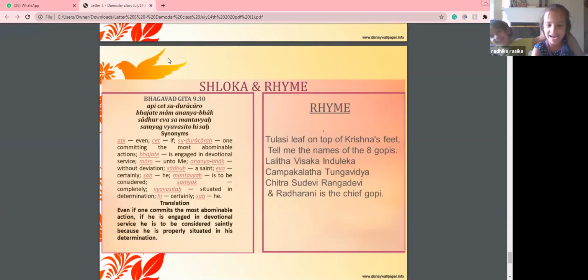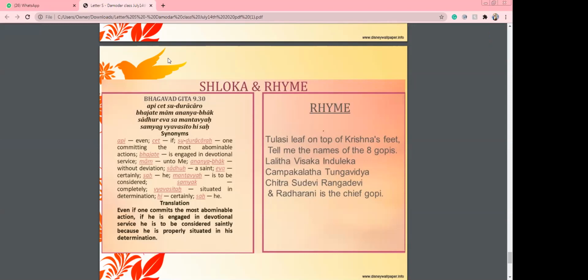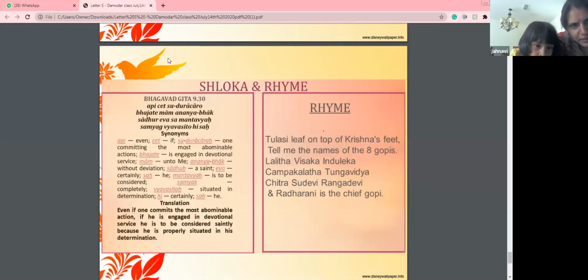Tell me the names of 8 gopis. Lalita, Vishaka, Indulekha, Champakalata, Tungavidya, Chitra, Sudevi, Rangadevi, and Radharani is the chief gopi. Thank you. Want to go next? Sridhar, do you want to go next? Okay, Sirisa, go ahead.